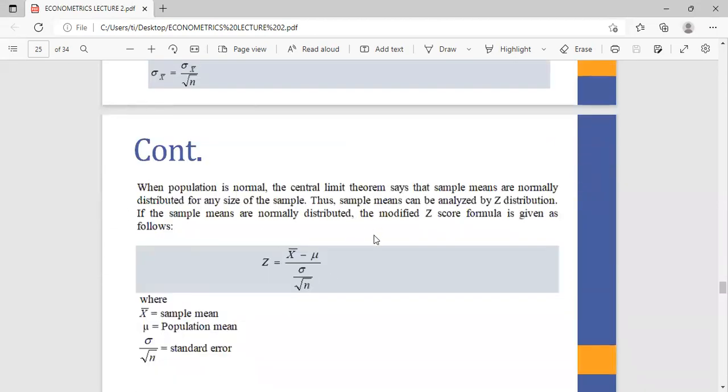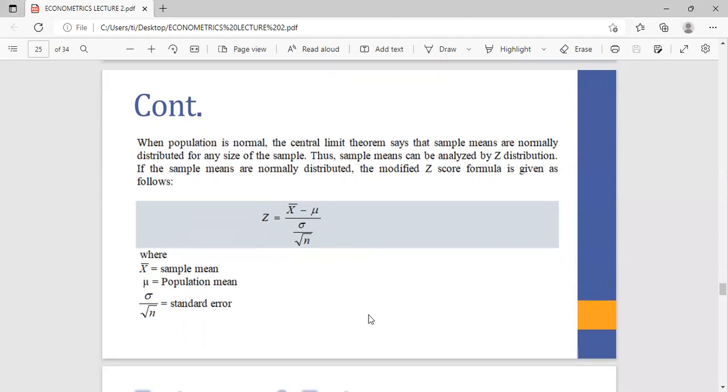When the population is normal, the central limit theorem says that sample means are normally distributed for any size of the sample. The sample means can be analyzed by the Z distribution. If the sample means are normally distributed, the modified Z score formula is given by this. The standardized normal distribution was given by x bar minus mu divided by sigma. Now, in case of sampling distribution, it is given by x bar minus mu divided by the standard error. This is how we get the Z statistic, so the sampling distribution of the mean is given by this Z distribution.